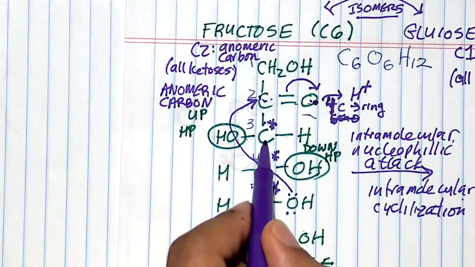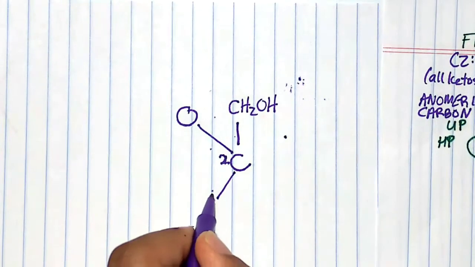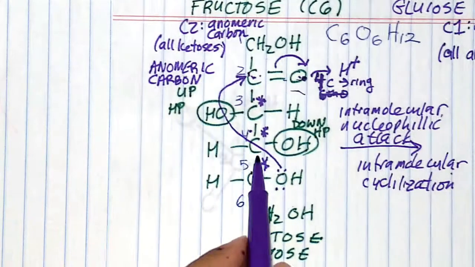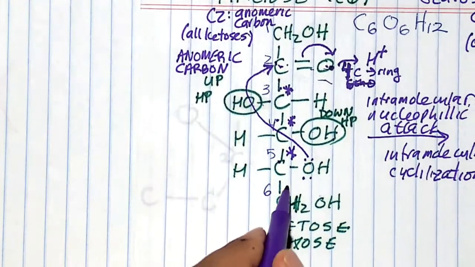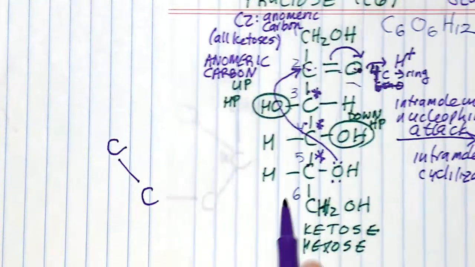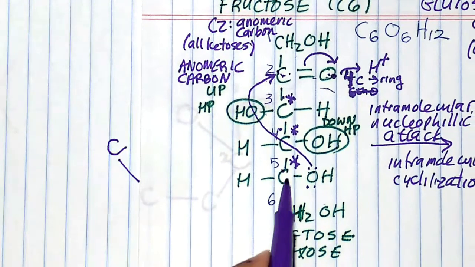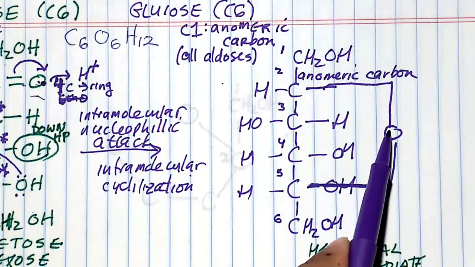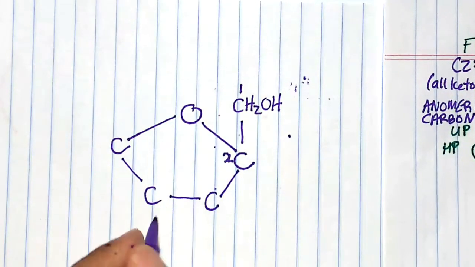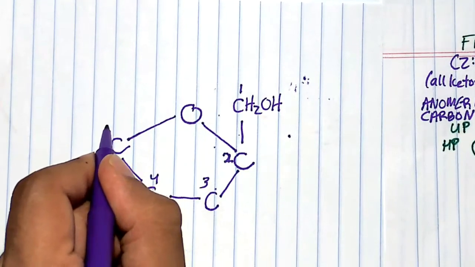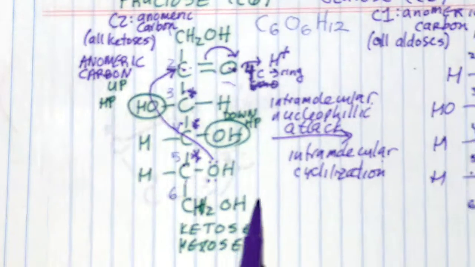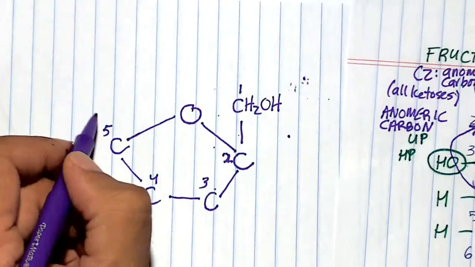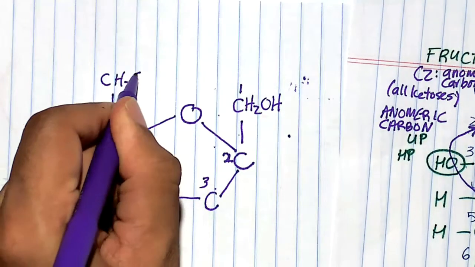And then we have our third carbon, carbon number 3. And then our fourth carbon, carbon number 4. Carbon number 5. And what is attached to carbon number 5? That's the carbon that has the hydroxyl group that forms a nucleophilic attack. So that is going to complete our ring, carbon number 5 with carbon number 2. So 3, 4, and 5. And what is attached to carbon number 5 is the CH2OH. And that will be carbon number 6.